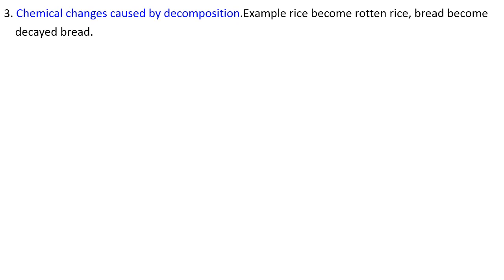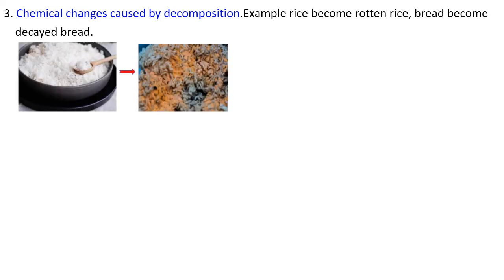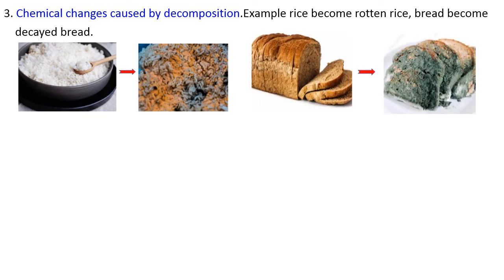The third group is chemical changes caused by decomposition. Example, rice become rotten rice. As you can see from the figure, the rice has white color. While become rotten rice, the color is changed and the smell become unpleasant. And bread become decay bread. As you can see, the color changed too. From brown become green.